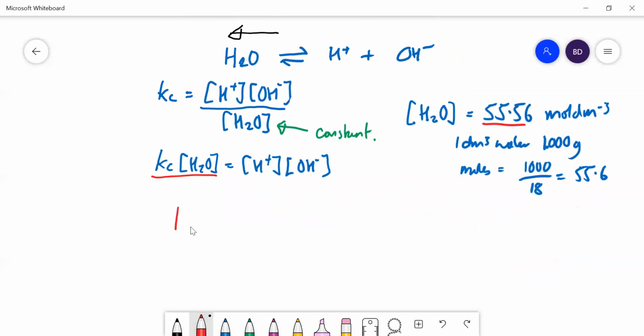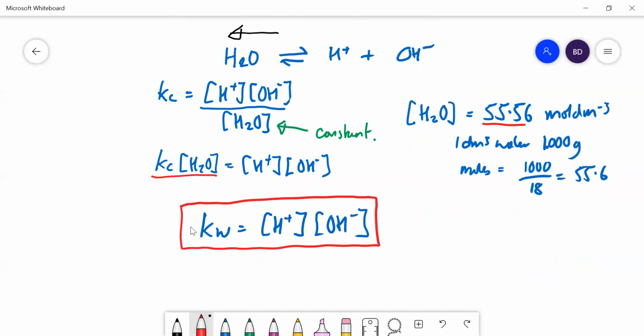And so Kw, put it in blue, Kw is equal to the concentration of H plus ions, don't forget that's really H3O plus, multiplied by the concentration of OH minus ions. Now that's all that other stuff I've just written above there. Forget about that if you want to, but don't forget that in the red box.